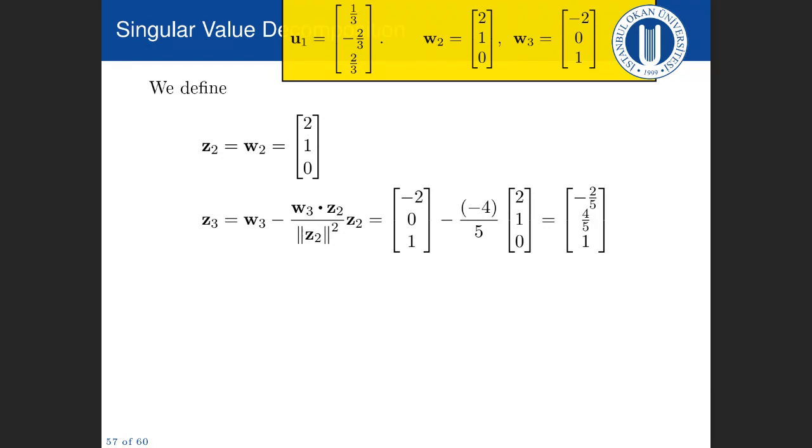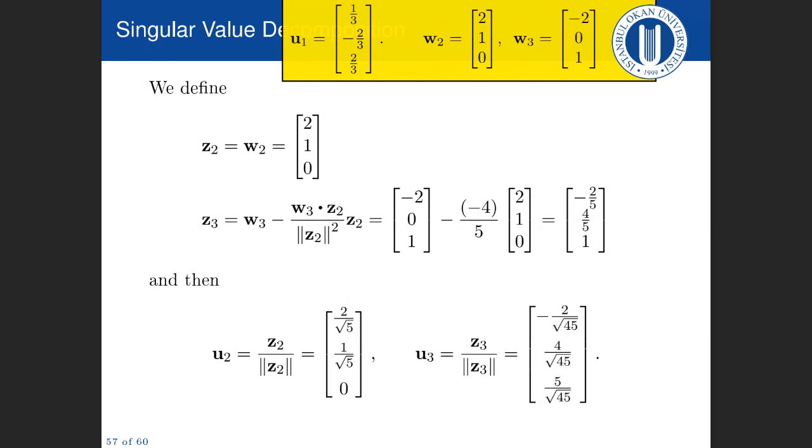So now we have orthogonal vectors. We're not finished yet because we need orthonormal vectors. So we have to normalize these two vectors. u2 is going to be z2 divided by the norm of z2, and u3 is going to be z3 divided by the norm of z3. And then the hard work is finished.